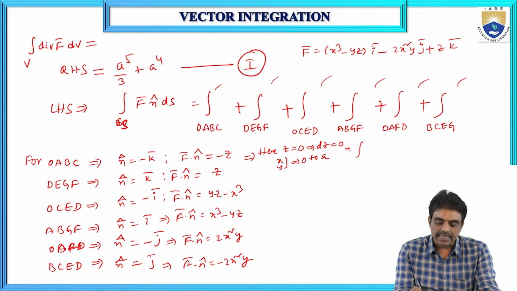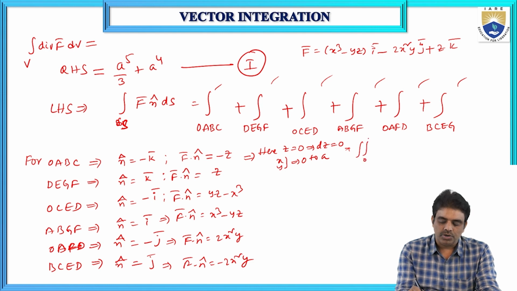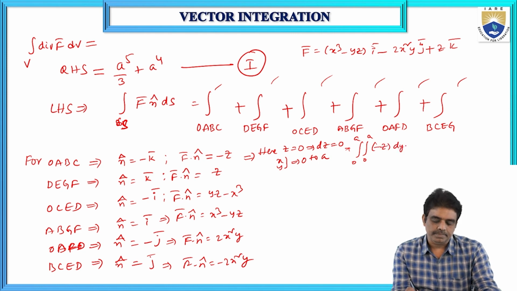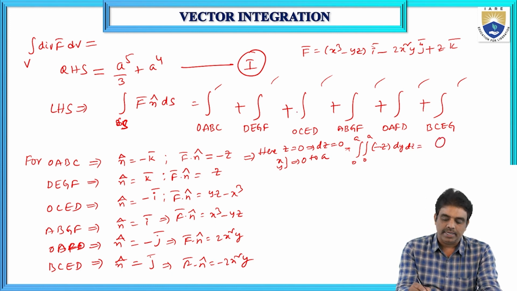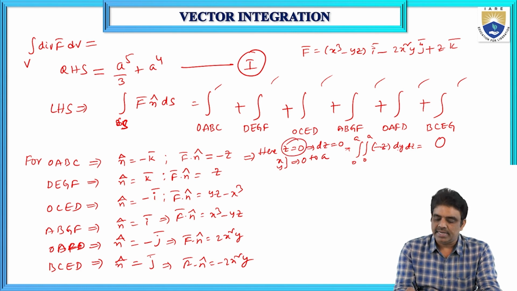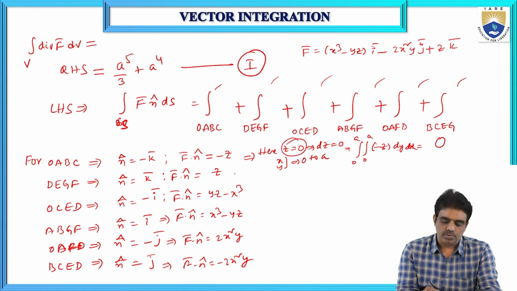Now this is the double integral from 0 to A of the function minus Z dy dx, am I right? But Z = 0 means the entire integrand is 0. So the integral of Z dy dx is 0. So the first integral value is 0.